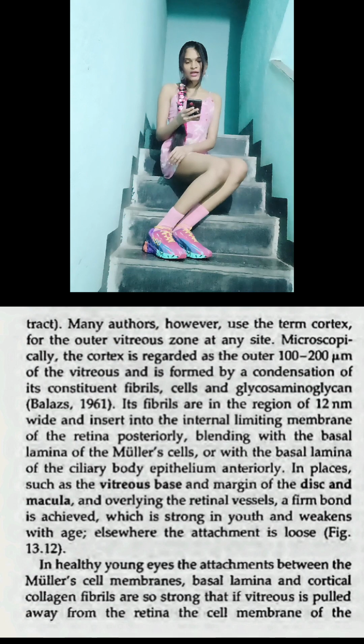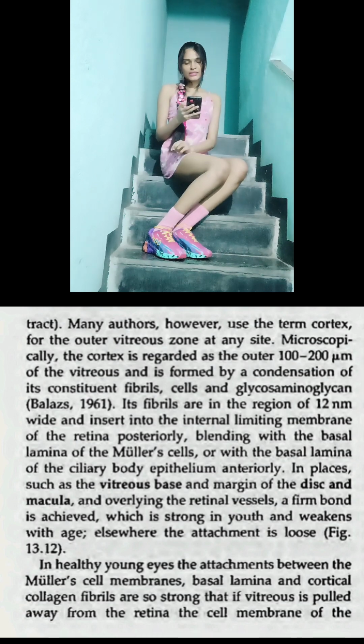Its fibrils are in the region of 12 nanometer wide and insert into the internal limiting membrane of the retina posteriorly, blending with the basal lamina of the Muller cell or with the basal lamina of the ciliary body epithelium anteriorly. In places such as the vitreous base, the margin of the disc and macula, and overlying the retinal vessels, a firm bond is achieved, which is strong in youth and weakens with age. Elsewhere, the attachment is loose.